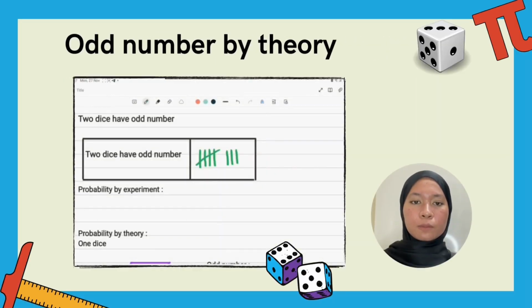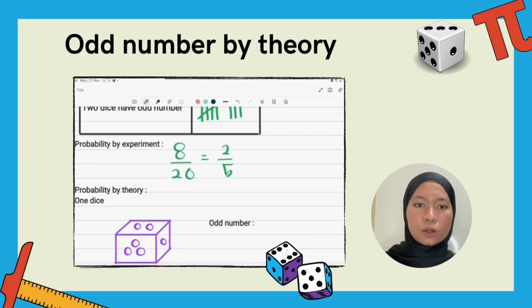For the experimental probability calculation, we will be using the tally chart result that we got from the video we already showed you just now. From the tally chart result of getting an odd number for both dice for 20 trials of rolling the dice, we can see that 8 out of 20 trials match our objective to get an odd number for both dice. So the probability of getting an odd number for both dice is 8 over 20, which can be simplified to 2 over 5. That's the experimental probability.